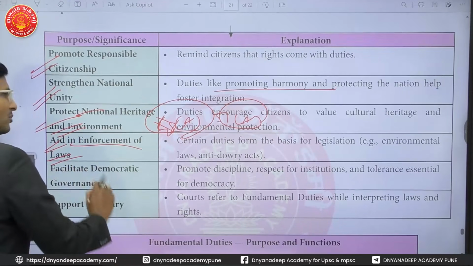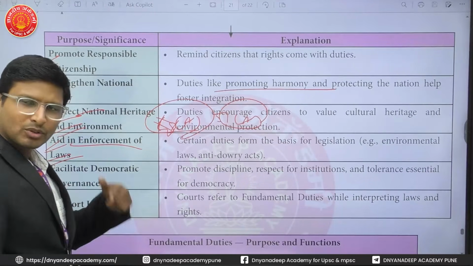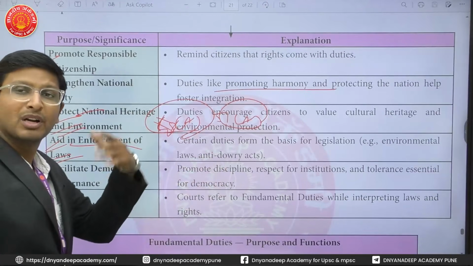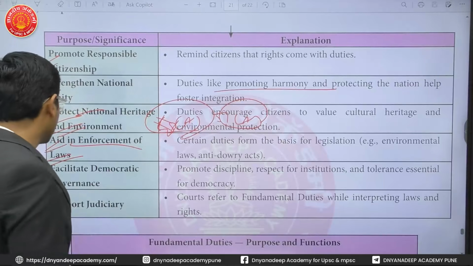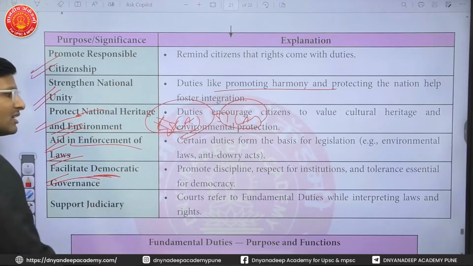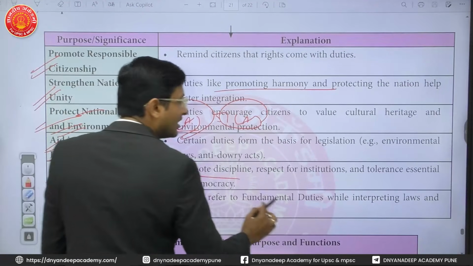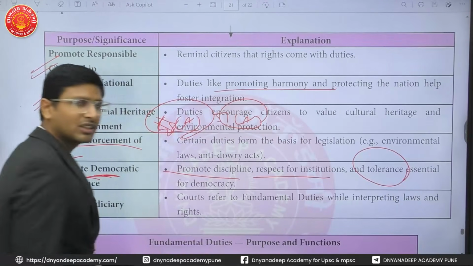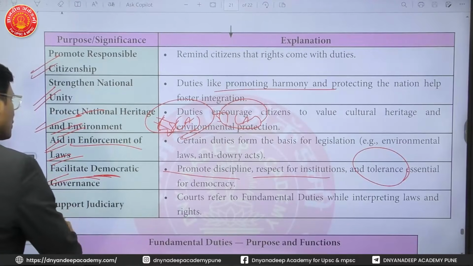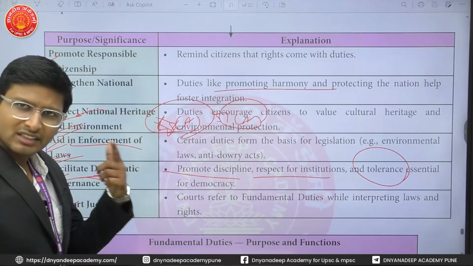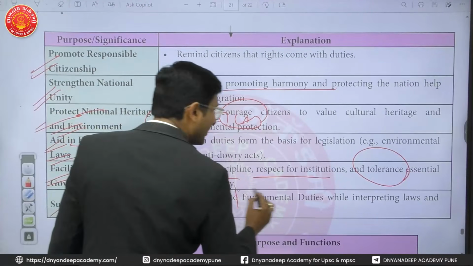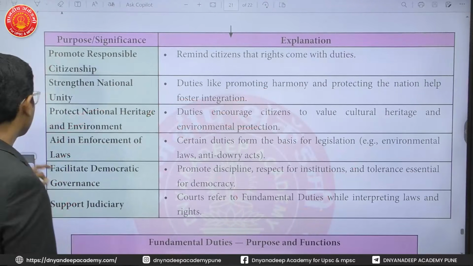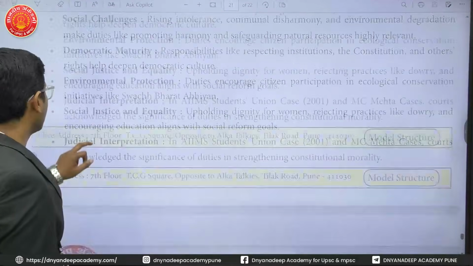Aid in enforcement of laws. Because so many provisions have been given in the fundamental duties, it helps the government make and enforce laws on them. Facilitate democratic governance, because it promotes discipline, respect for institutions, and tolerance, since it talks about promoting fraternity. Support the judiciary: courts, whenever needed, can refer to the fundamental duties while interpreting laws and rights. So that is why these fundamental duties are very significant.